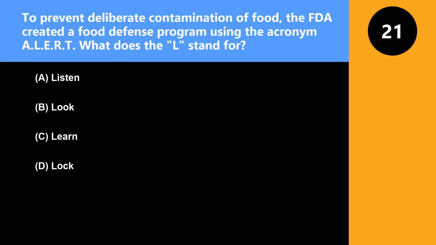Question 21. To prevent deliberate contamination of food, the FDA created a food defense program using the acronym ALERT. What does the L stand for? Option A, listen. Option B, look. Option C, learn. Option D, lock. The correct answer is option B, look.